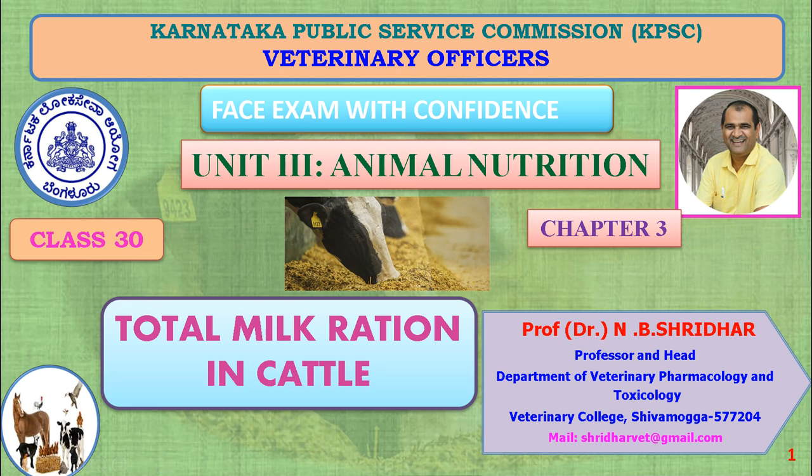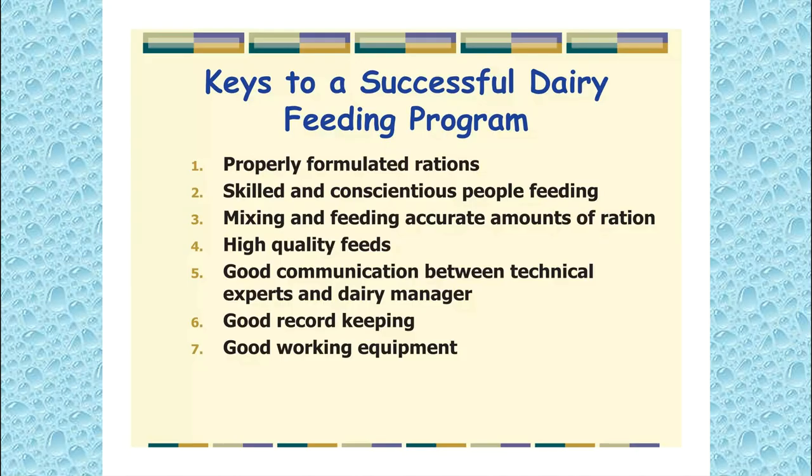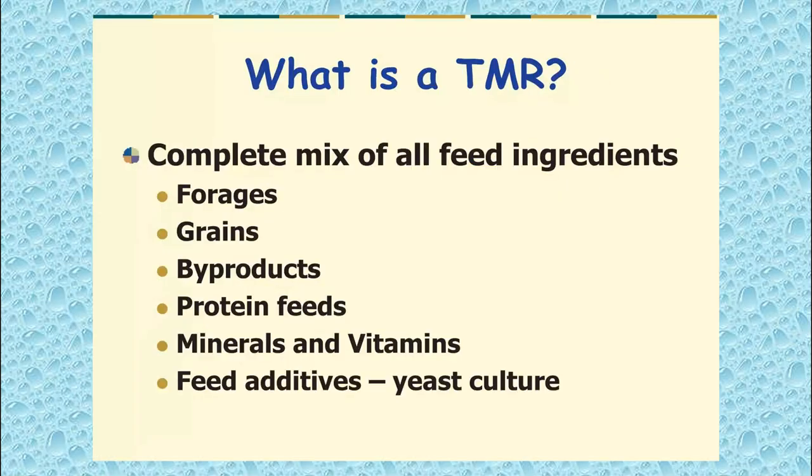Today, we will discuss the total mixed ration, or TMR. In short, it is called TMR, which is very popularly used nowadays in cattle to feed them with optimum forage and also the concentrates in a proper format. So, what's a TMR? It is the complete mix of all the feed ingredients.